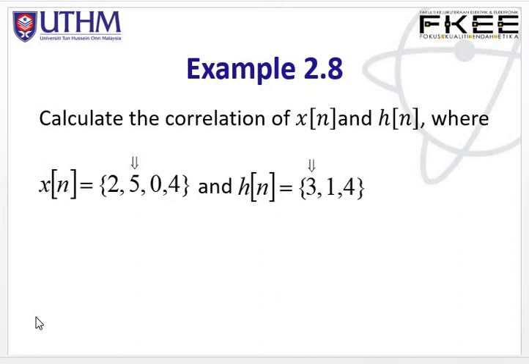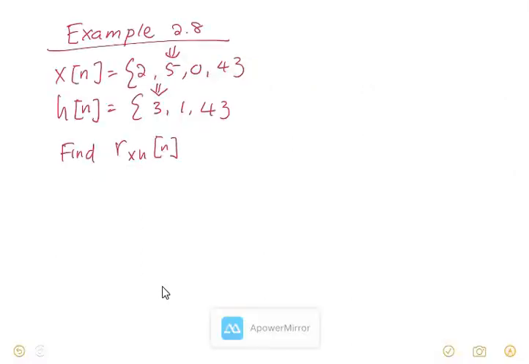Now let's look at the example. Calculate the correlation of x[n] and h[n], where x[n] is 2, 5, 0, 4, with the origin at the value of 5, and h[n] is 3, 1, 4, with the origin at the value of 3. This is example 2.8. You need to find the cross correlation R_xh.